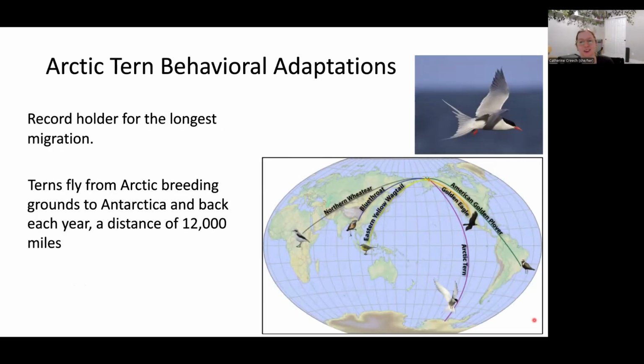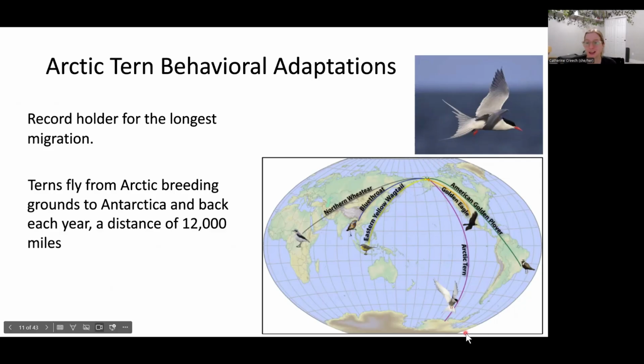Arctic terns also have an incredible adaptation to winter. They migrate. Arctic terns have the longest migration. They're going to go from all the way up north here down to their breeding grounds in Antarctica. That's about 12,000 miles. And they do this every year. So by moving locations, they can avoid the coldest parts of winter.